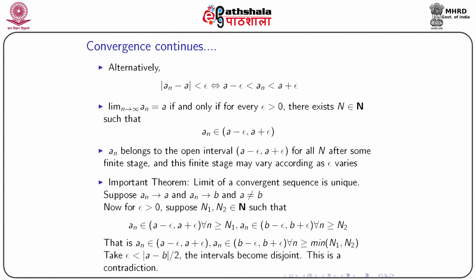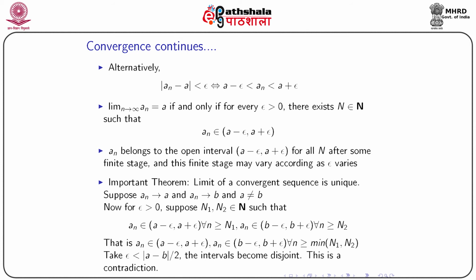Similarly, we are also assuming that An is converging to B also. That means An belongs to the interval B minus epsilon to B plus epsilon. So I have two open intervals, A minus epsilon to A plus epsilon, and B minus epsilon to B plus epsilon, and An belongs to both of these. This will happen whenever n is greater than or equal to n1 and simultaneously n is greater than or equal to n2. So combining this, we are saying n is greater than or equal to the minimum of n1 and n2.